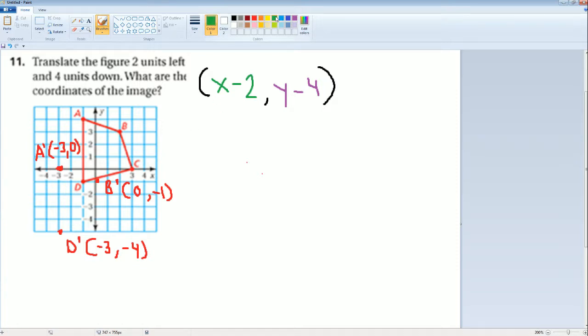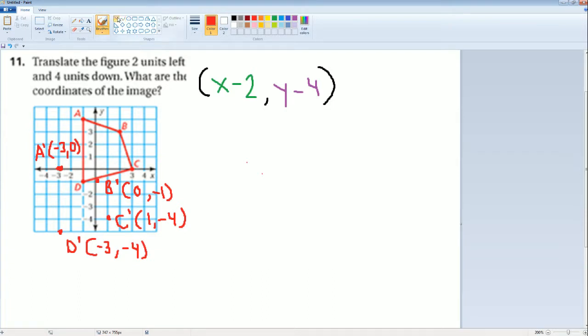Let's do the C. C is 2 to the left: 1, 2. Purple, go down 4: 1, 2, 3, 4. Okay, so it was right here. We're going to call that C prime because that's our new C value, and that looks like 1, and that is -4.